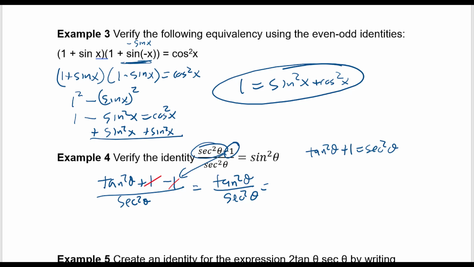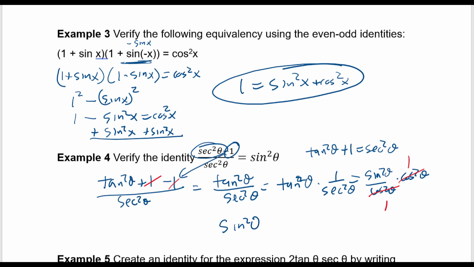Okay, and this is like saying tangent squared theta times 1 over secant squared theta. Tangent squared theta is going to be sine squared theta over cosine squared theta. And 1 over secant squared theta is just going to be cosine squared theta. So these divide out, and we're left with sine squared theta. That's it. Kind of fun.